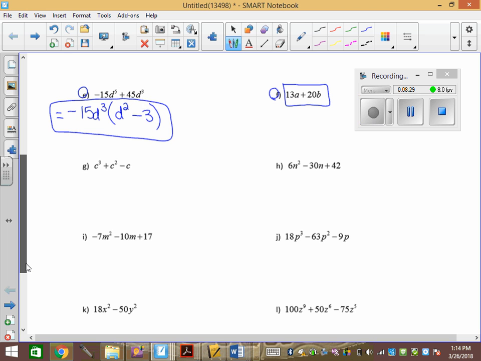Okay, G. What could I take out of G? C. Make this be a plus C, please, just for ease, so I can show you something. If it's a minus C, everyone will put minus 1 and be correct. If it's a plus C, I get errors all the time. So we can take out a C, that's it. C cubed divided by C is C squared. C squared divided by C is plus C. And then positive C divided by C is a 1. It's not a 0. It doesn't go away.